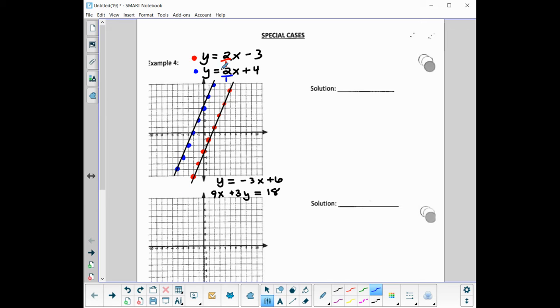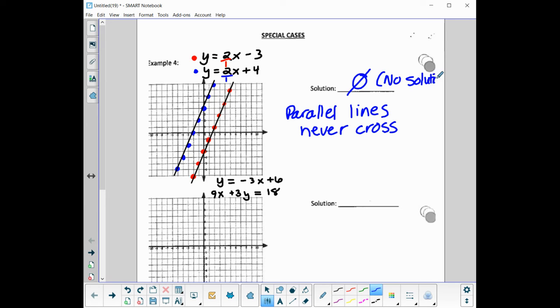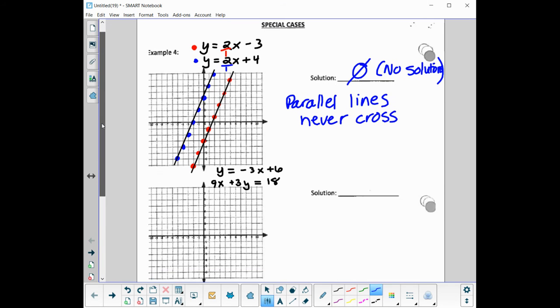So if you notice, these two lines are never going to cross because these two lines are parallel. So parallel lines never cross. So this, we would say, has no solutions. Circle with the line through it. Remember, that means no solutions. So that's the solution, that there is none, to the first equation.